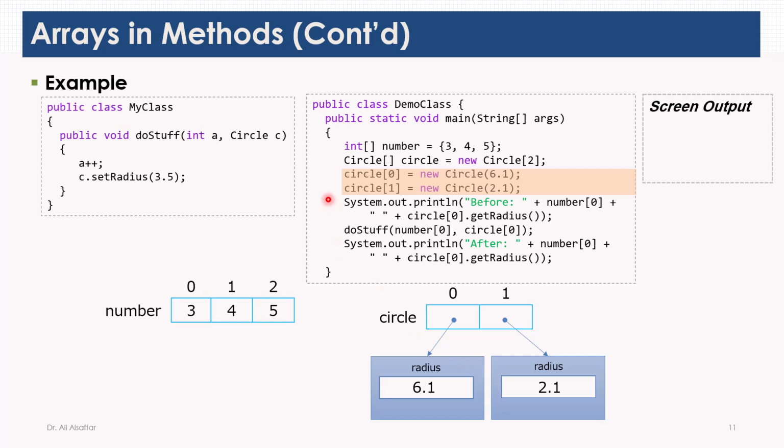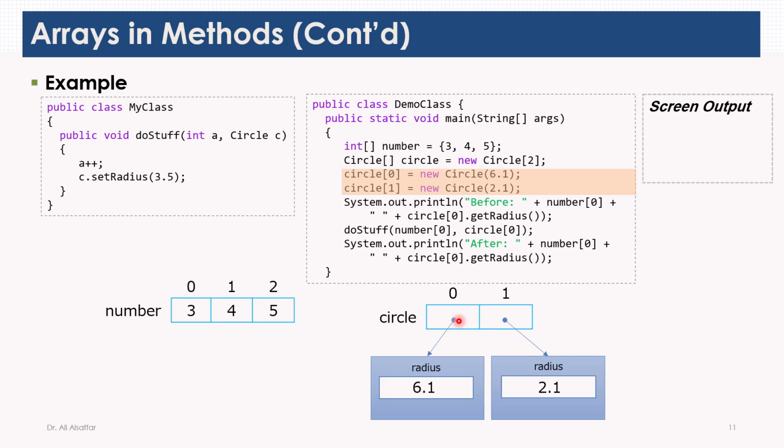In the next line, we are creating two objects. One for circle with radius 6.1 and the other one with radius 2.1. Now, when you create an object, this is how we represent objects inside the memory. Notice that the first object has radius 6.1 and the second object has radius 2.1. And since the array holds only references, we represent this graphically by drawing an arrow from the index variable to the object. Notice that in index 0, we have a pointer.